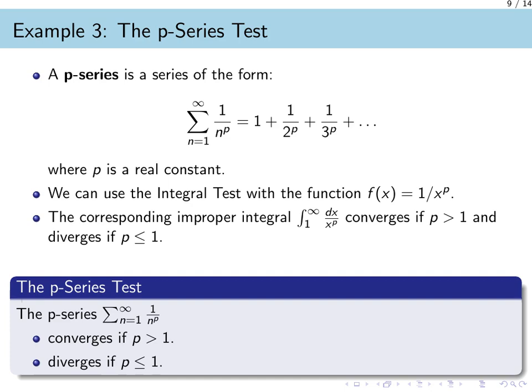By the integral test, the series must behave in exactly the same way as the integral. This gives us the p-series test. The series converges if the exponent p is greater than 1, and it diverges if p is less than or equal to 1. For example, the harmonic series, where p equals 1, diverges. But the series 1 over n squared, where p equals 2, converges.